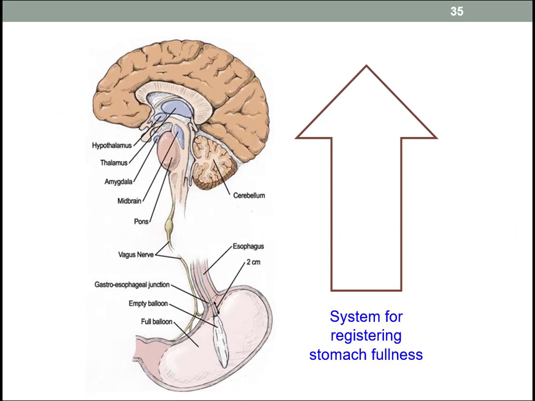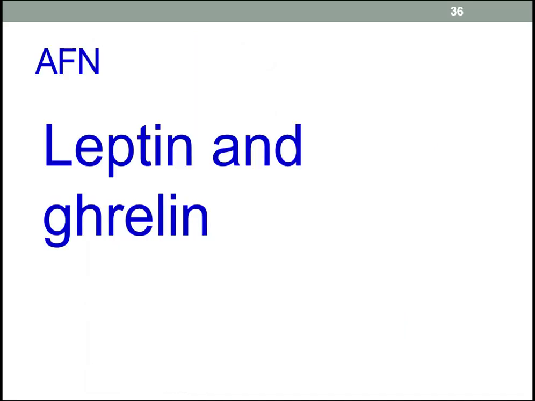Okay, ignore the full and empty balloon image. This is an otherwise good image of the stomach, the vagus nerve and the brainstem and the hypothalamus process, which is how the signals are transmitted from the stomach via the vagus nerve to the brainstem to the hypothalamus, and then there's downstream effects on that. Signals from the stomach, such as stretch and the production of hormones, are involved here.